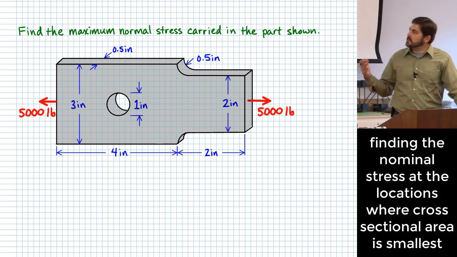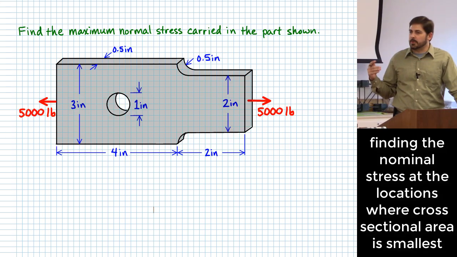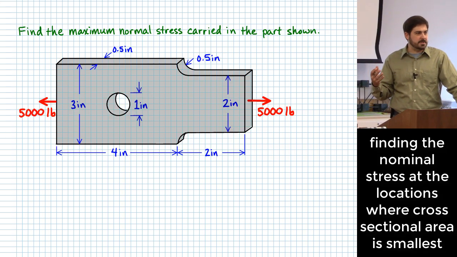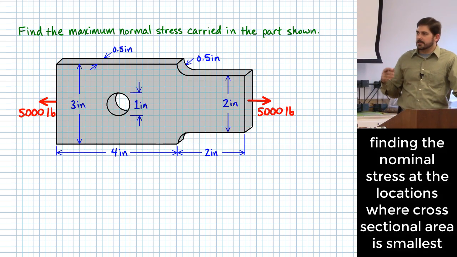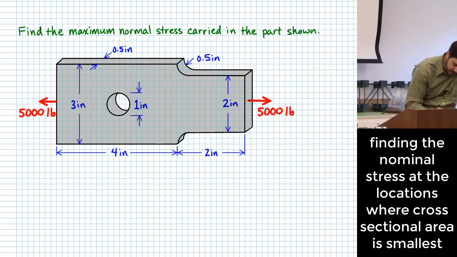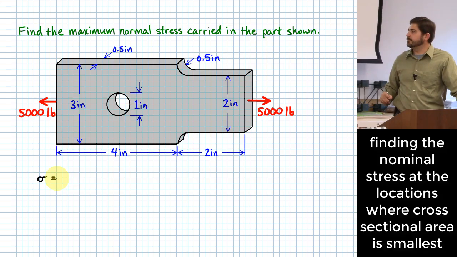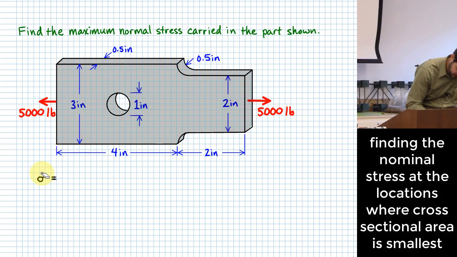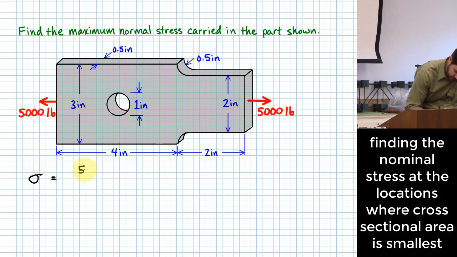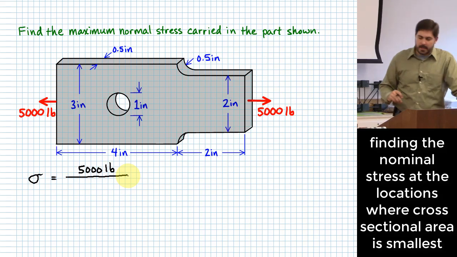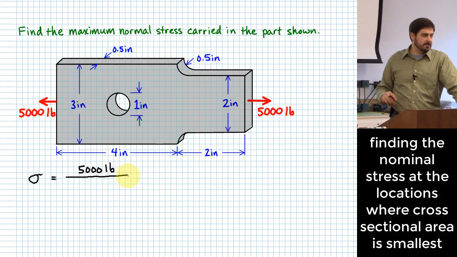Okay, the maximum stress is going to occur wherever you have the smallest cross-sectional area, someone says, which I agree with. So if we go all the way back to our very first things that we learned in here, we would say that the normal stress here is going to be equal to what? Okay, force over area. The force is 5,000 pounds. And then you would take that and divide by what?